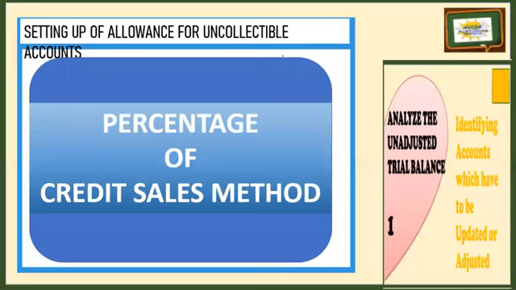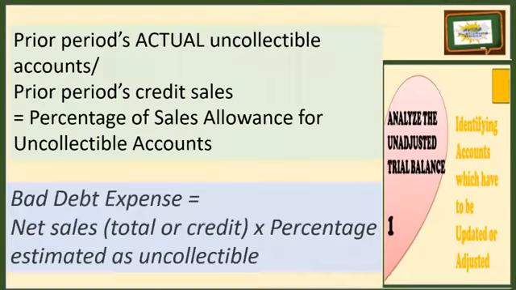So we've already discussed the percentage of accounts receivable method of setting up the bad debts allowance. Now I'm going to discuss another method, which is the percentage of credit sales method. So this is not widely used. What is being widely used is the percentage of accounts receivable. But we're going to discuss this for purposes of illustration.